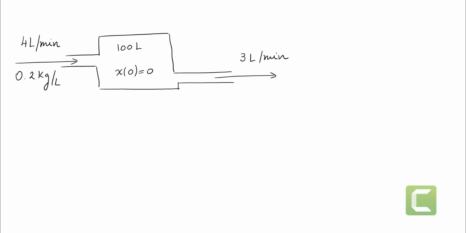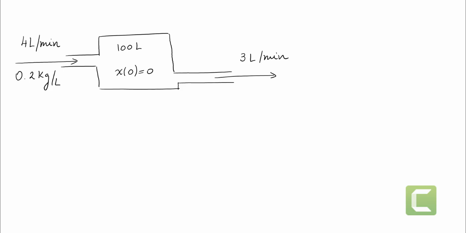In this video, I'm gonna solve a mixing problem where we have one tank. The flow rate going into the tank is 4 liters per minute with the concentration of 0.2 kilograms per liter. And going out, the flow rate is 3 liters per minute. I don't know the concentration, but I know the volume of the substance or the tank.